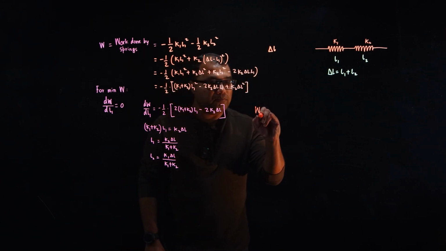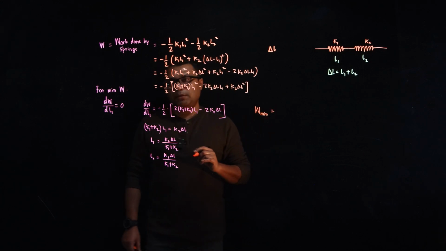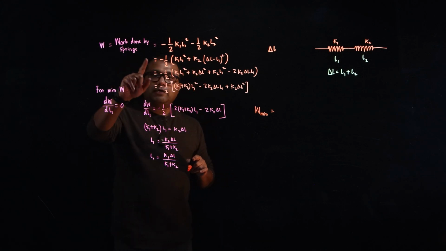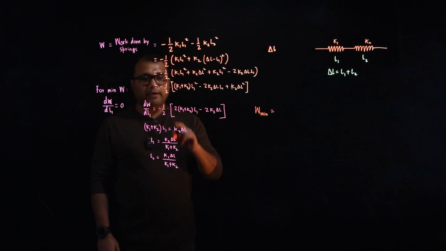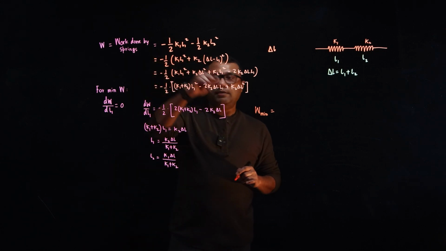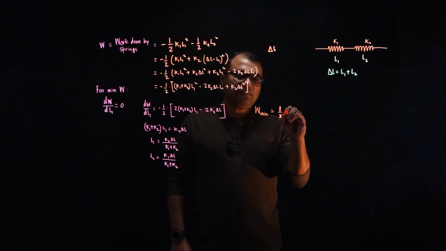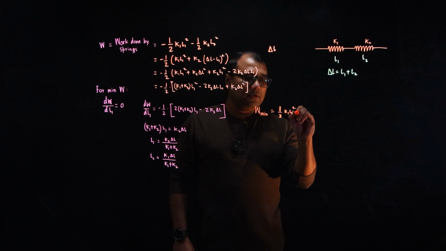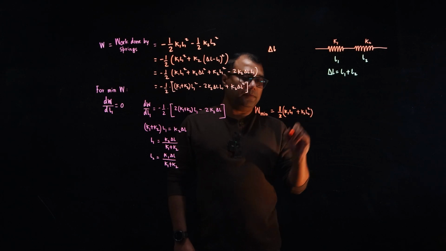So work minimum. And in the question it is asked what's the minimum work to be done on the springs. If the work done by the springs is minus, then work done on the spring should be negative of that. So we can just eliminate the minus sign and we can write half K1 L1 square plus K2 L2 square. Okay.